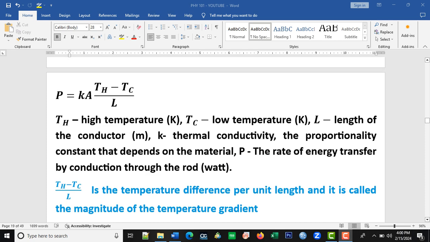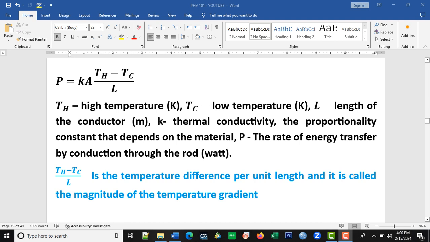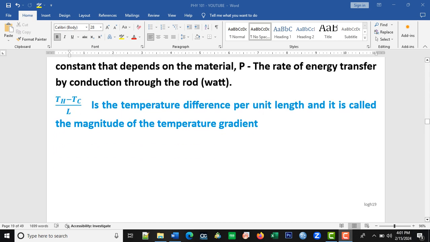If we consider the expression (TH minus TC) all over L, this gives the magnitude of the temperature gradient. So if you are to estimate the magnitude of the temperature gradient, we use that expression (TH minus TC) all over L. And this is the temperature difference per unit length, which is simply referred to as the magnitude of temperature gradient.